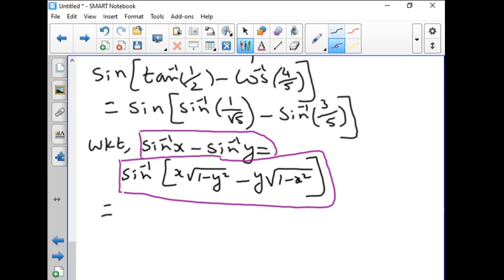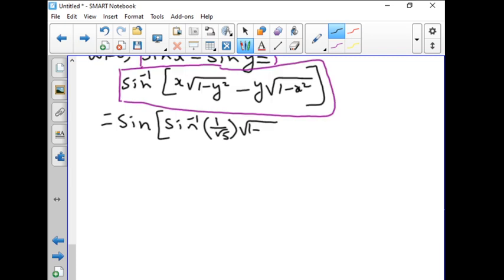So it is equal to, so what is it? Sin of sin inverse of x. So what is x? X is 1 by root 5 into root of 1 minus y square. So y square is 3 by 5 the whole square, so 9 by 25. Then minus y, which is 3 by 5, then root of 1 minus x square. X is 1 by root 5, so this is 1 by 5.